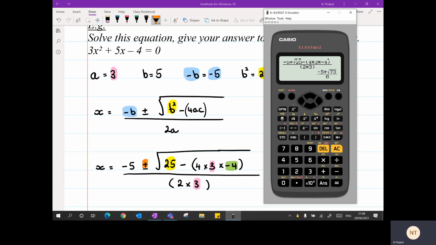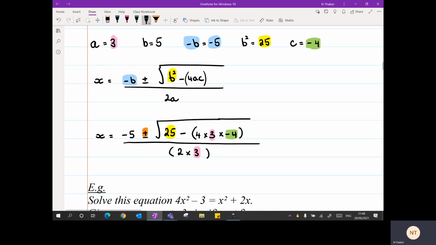And then because I wanted the 3 significant figures, I press the SD button, and I have 0.591 because the 6 rounds the 0 up. So 0.591 is the first value for x. X equals 0.591.